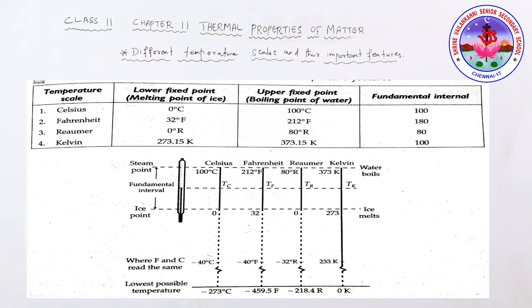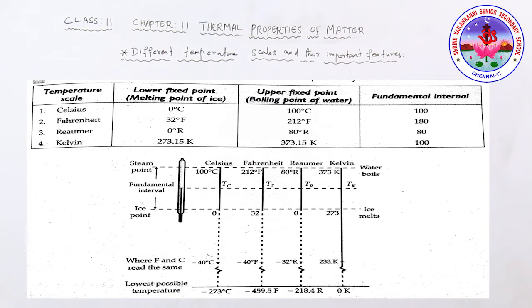The diagram clearly gives the ice point for Celsius, Fahrenheit, Reaumur and Kelvin, and the water boiling point. See the lowest possible temperature, students. For Celsius, it is minus 273 degrees Celsius.